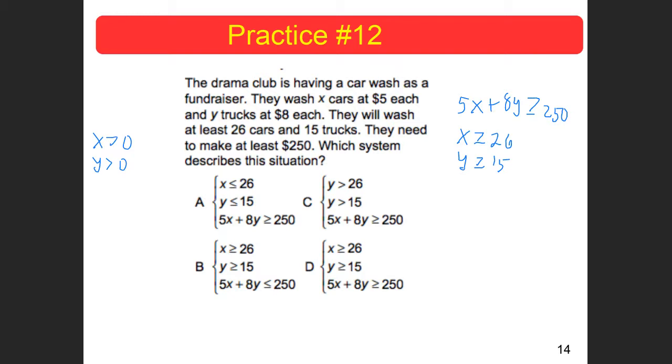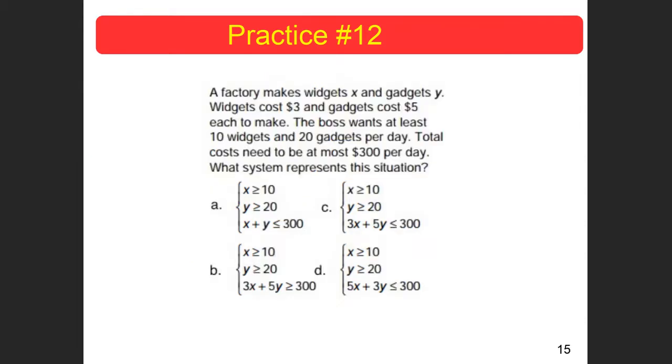Which system describes this situation? I'm looking at my 3 constraints here. X is greater than 26, Y is greater than 15. They have both Y's there, so I'm going to cross that one out. 5X plus 8Y is less than or equal to 250. Now they want to make more than that, so I'm going to go to this one, greater than 250. That's how you're going to come up with your constraints, and then your next step would be to graph it out and see which one gives you the best profit.